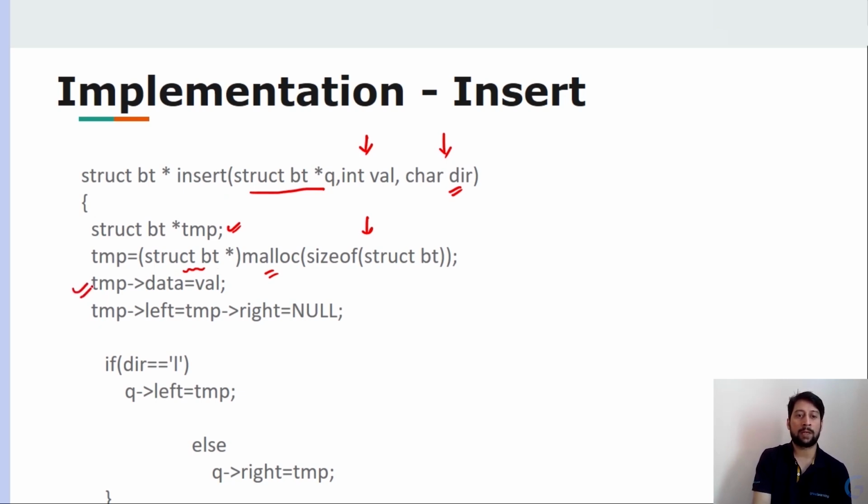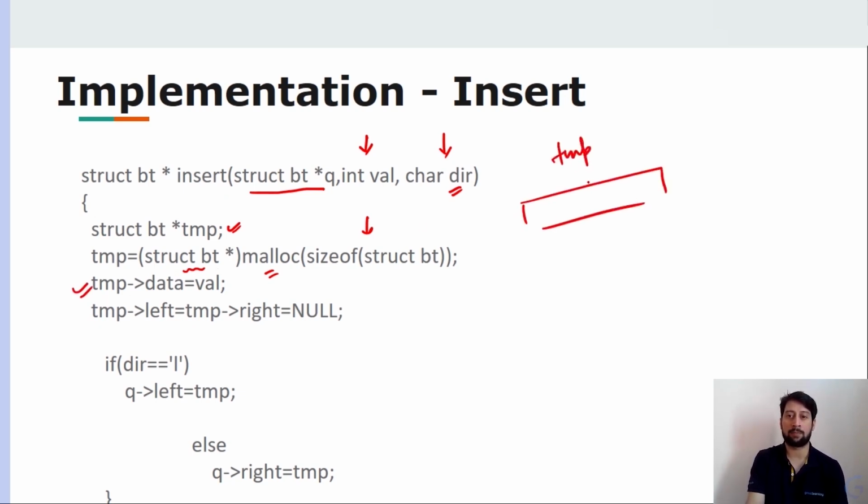Then we are inserting the values in this temporary variable, that is tmp. Let's suppose the value is 5, so value 5 is inserted. Then we are updating our left as well as our right pointer to null. This is null and this is null. Done. Now we are checking if the direction is left.